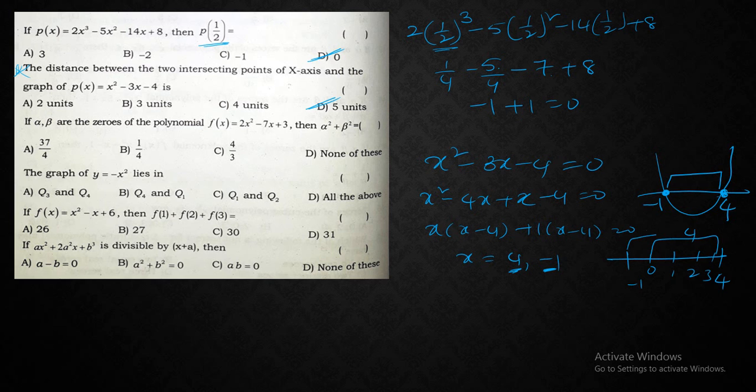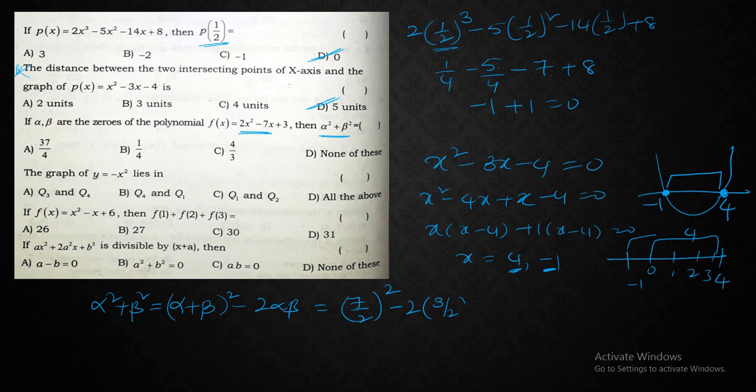Next, if alpha beta are the zeros of the polynomial f of x, then alpha square plus beta square. Already we know alpha square plus beta square, we can write it as alpha plus beta whole square minus 2 times alpha beta. Now what is alpha plus beta? Minus x coefficient by x square coefficient. So minus of minus 7, that is nothing but plus 7 by 2 whole square minus 2 times alpha beta.